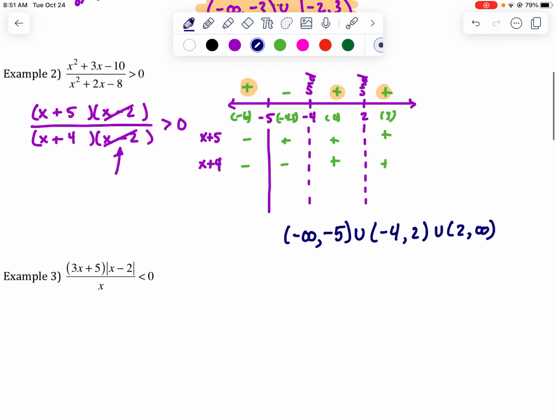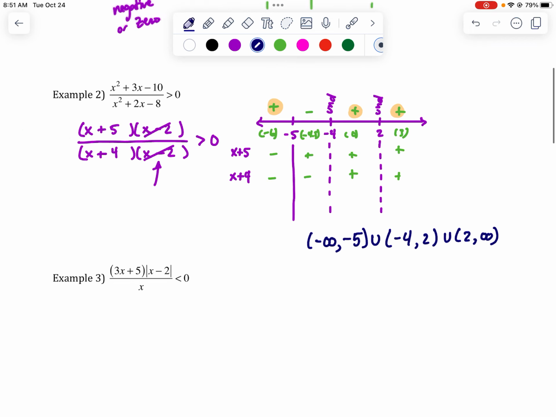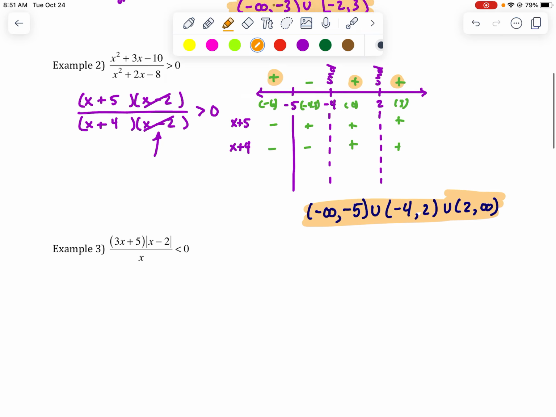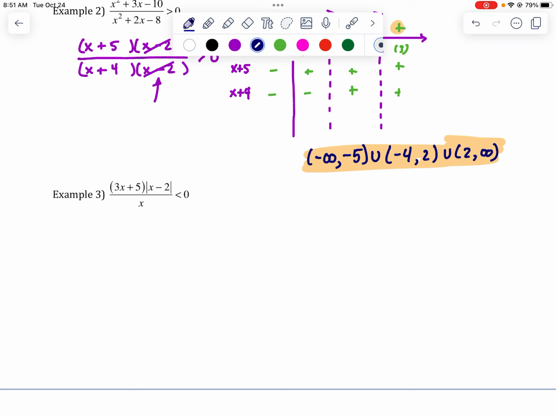So notice that by listing the 2 there on the number line, it helped us remember, oh yeah, can't include 2 because that would be the denominator 0. Okay, so there's that one. All right. If you wanted to pause the video and try this one, you can. But I'll go ahead and work it out here.